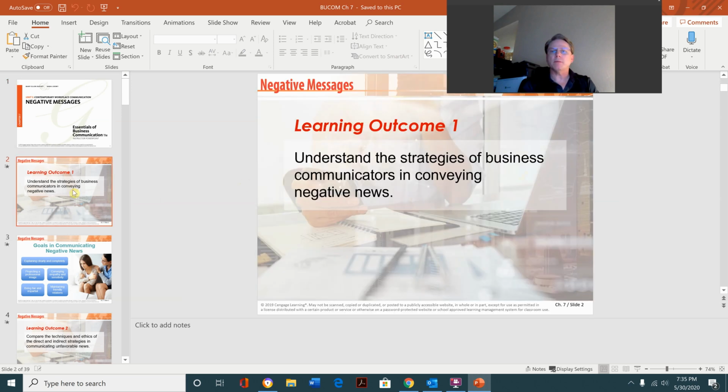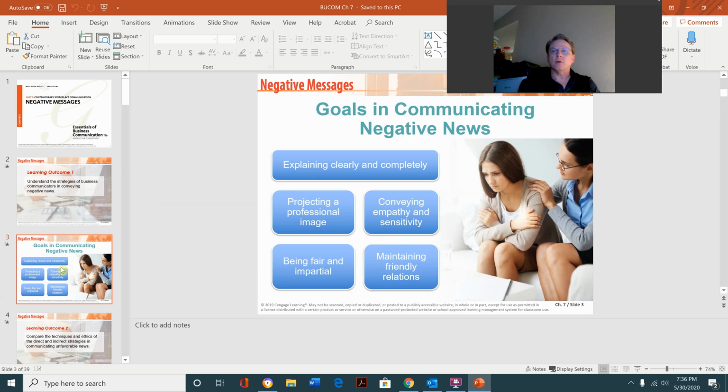Okay, the first learning objective: understanding the strategies of business communicators in conveying negative news. So, we're talking about the strategies now. The goals of communicating negative news: you need to explain clearly and completely, project a professional image, convey empathy and sensitivity, be fair and impartial, and maintain friendly relations. Be helpful.